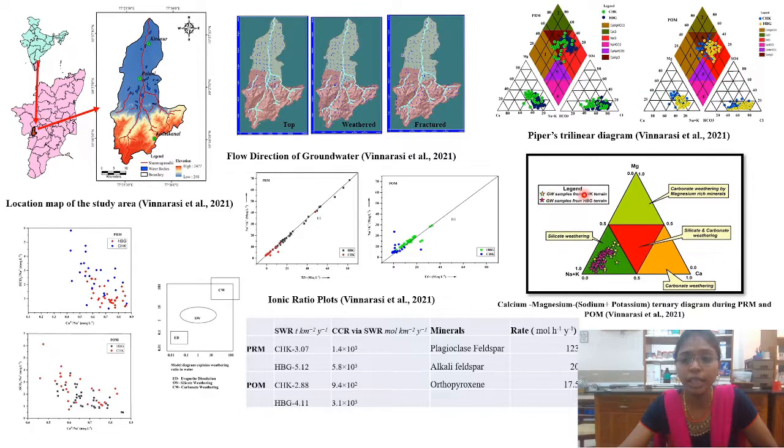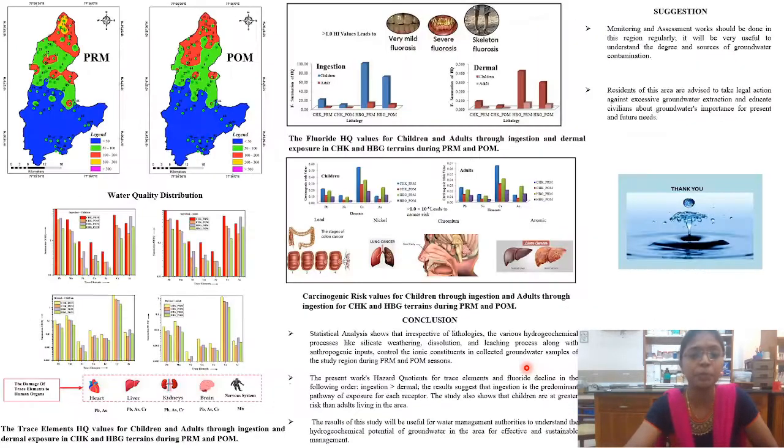Using ratio plots and ternary diagrams, we found that silicate weathering is the dominant process controlling the groundwater chemistry. Using the geochemical mass balance method, we calculated the silicate weathering, carbon dioxide consumption and individual mineral weathering rates. These three minerals were enriched in our study region, which we identified based on the XRD analysis.